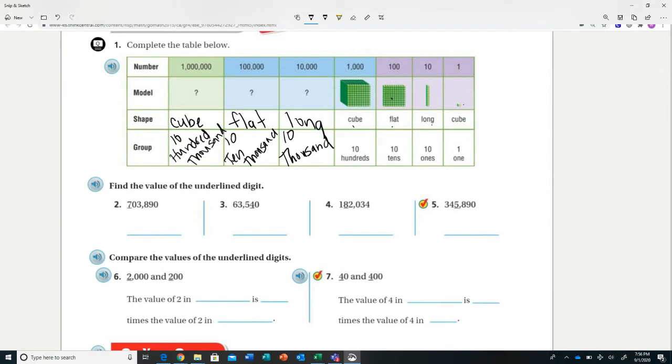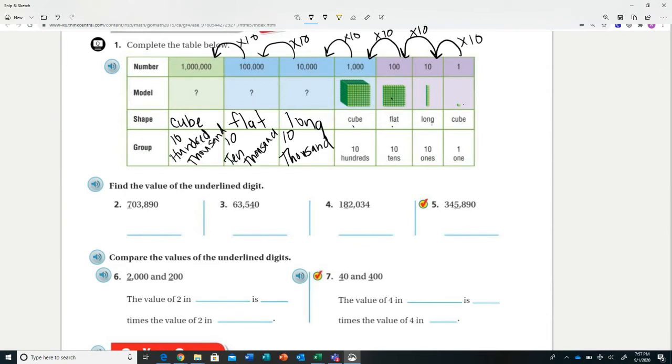So the key here is to recognize that each jump is times 10. 1 times 10 is 10. 10 times 10 is 100. 100 times 10 is 1,000. 1,000 times 10, 10,000 times 10, and 100,000 times 10. All of these are increased by a multiple of 10. When we get into this a little further, we're going to find out when we divide by 10, we go down a place value. A million divided by 10 is 100,000, then 10,000, then 1,000, then 100, then 10, then 1. That's a little later.